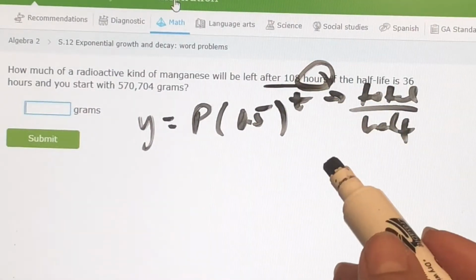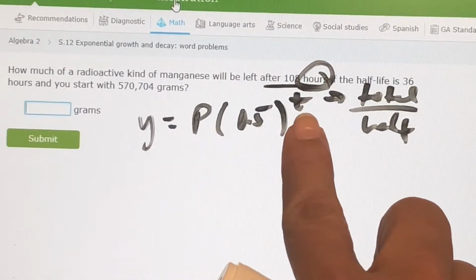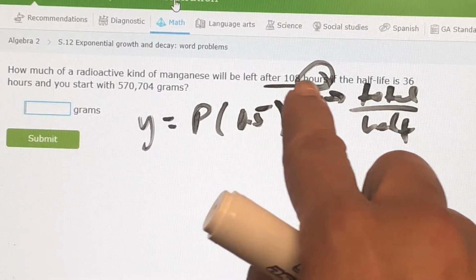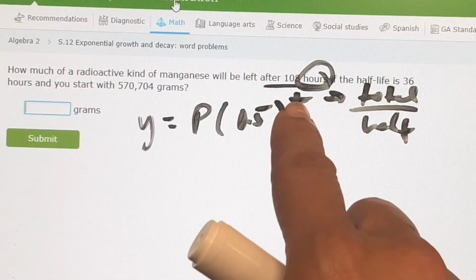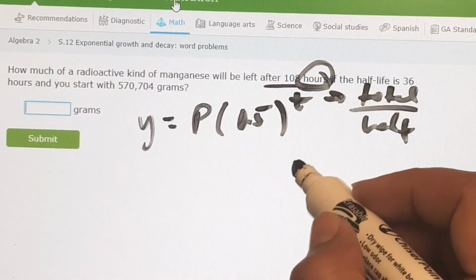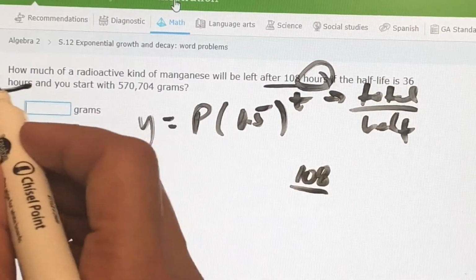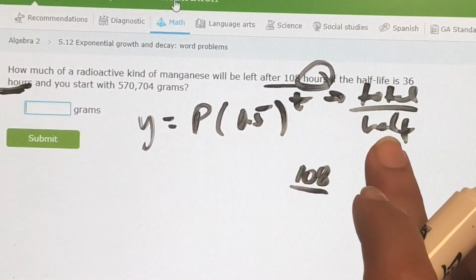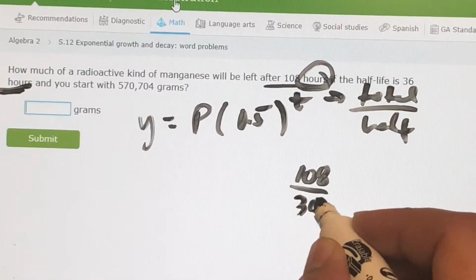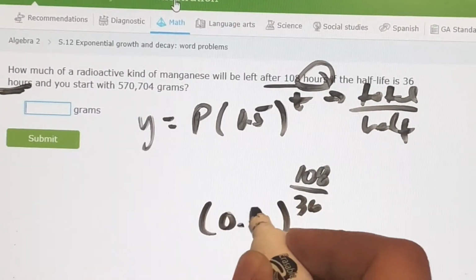If you have minutes, seconds, hours, that's obviously time, so it's got to do with the T. So that must be left after 108, and that doesn't say half-life, so that's my total. Your total is 108 over half-life, which is 36 hours. That's still got to do with T, and that's my half-life. So that's going to be 36 hours, 0.5.